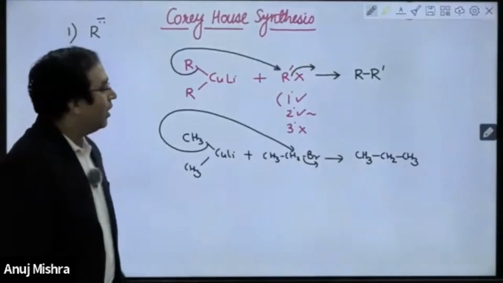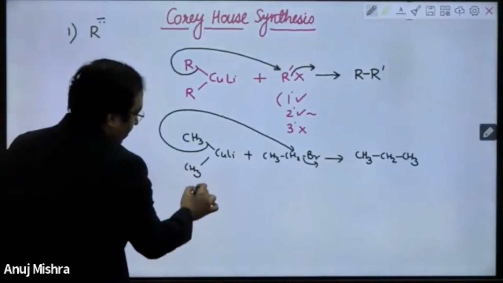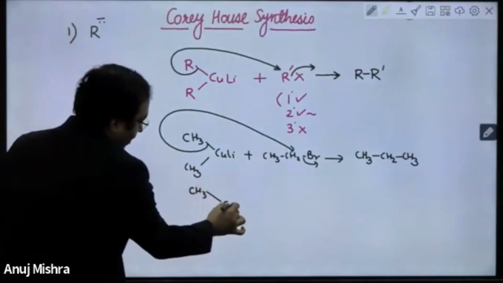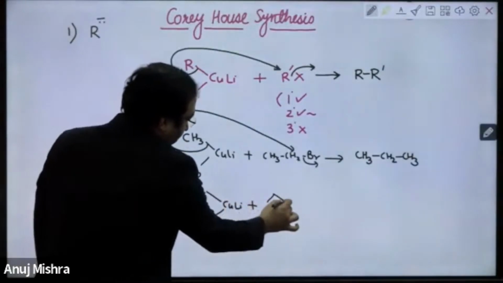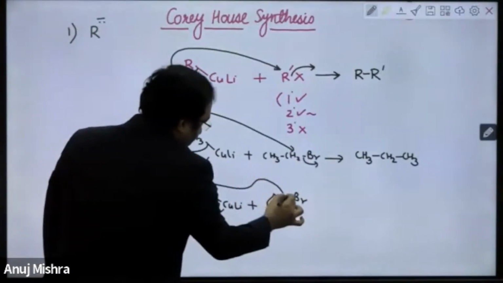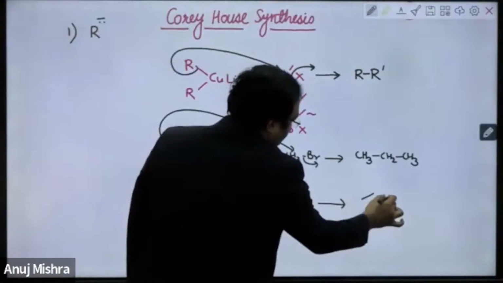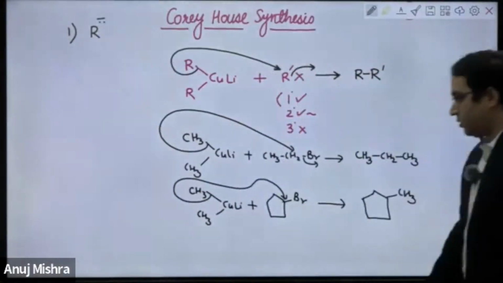Let's say tomorrow आपको लगता है नहीं मेरे को ये नहीं बनाना, मेरे को ऐसा कोई compound बनाना है. CH3 CuLi with CH3 with a 5-membered ring. जाओ attack करो and get this compound. Check please.